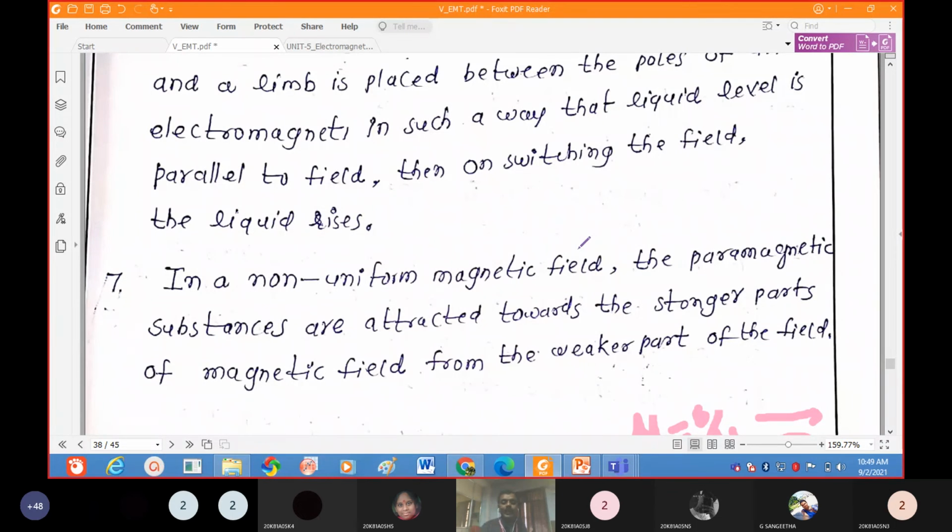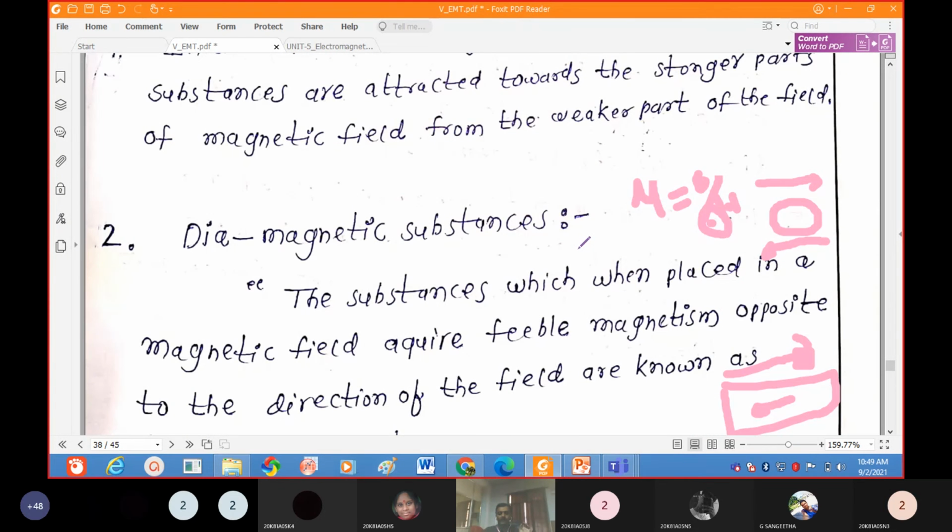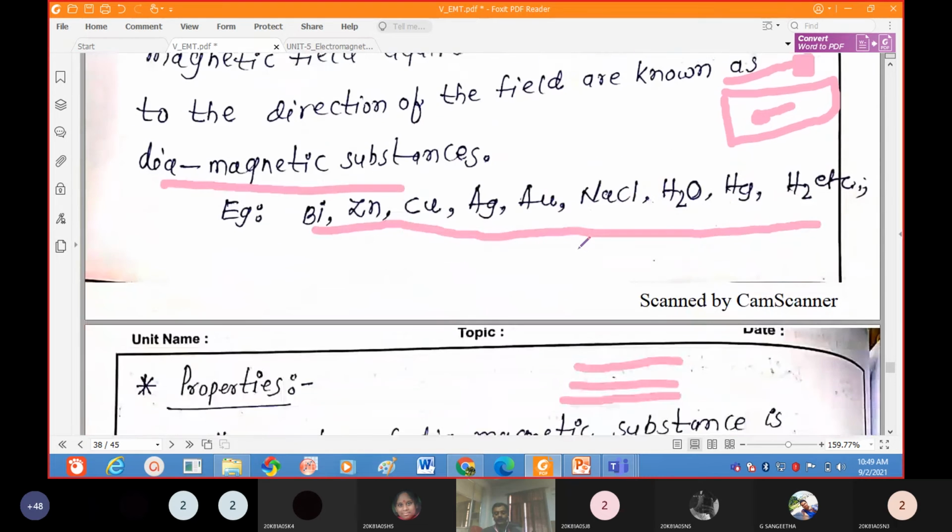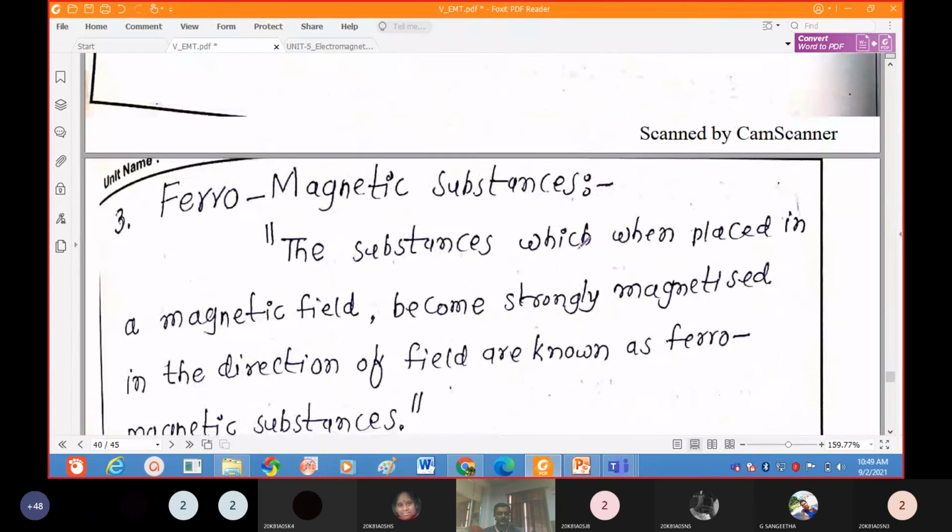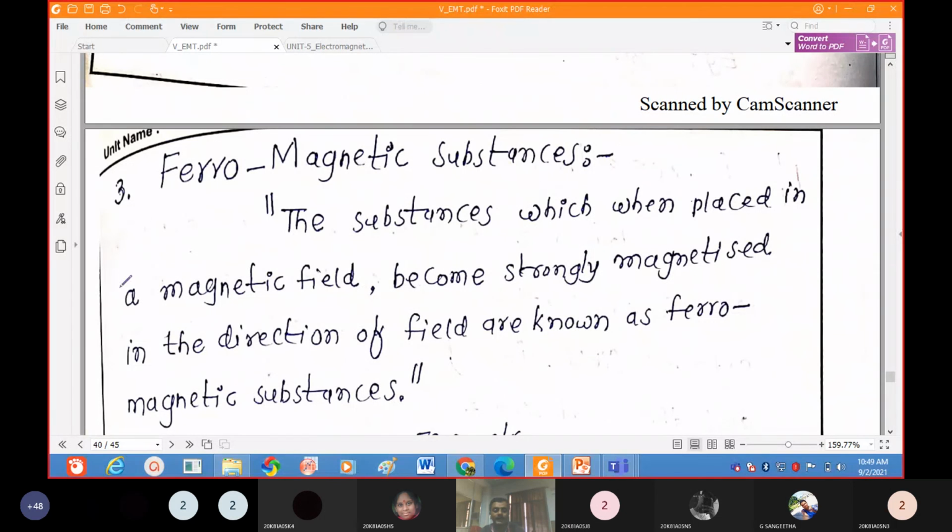And if you place the bar magnet in a non-uniform magnetic field, what happens? The paramagnetic substance is attracted towards the stronger magnetic field, where the magnetism is high. It will be attracted towards the stronger magnetic field direction. Okay, this is about the paramagnetic materials. In the next class, we will discuss the ferromagnetic substances.